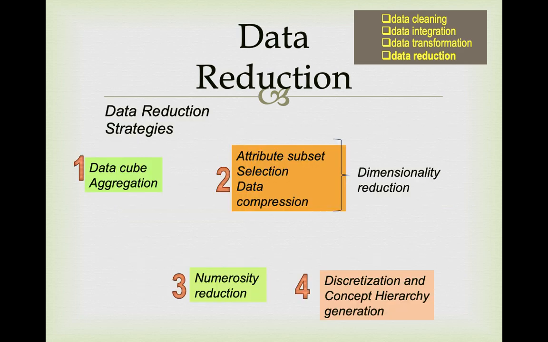Okay, we have several data reduction strategies. That is, one, data cube aggregation, attribute subset selection, or data compression. Okay, we have numerosity reduction and also discretization and concept hierarchy generation.